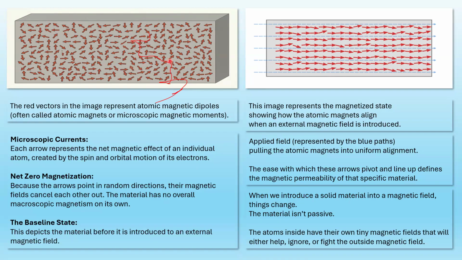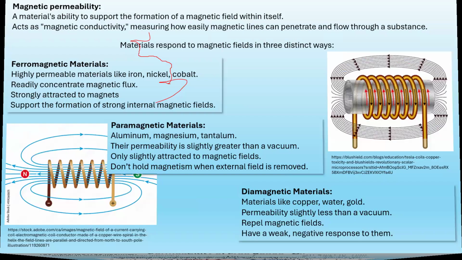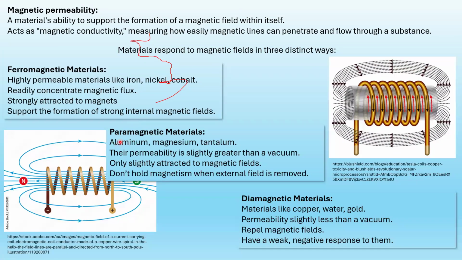Alright, now here we have an object. And we have another object. And we're talking about, what are we talking about here? Remember here? Oh, here's the slide. We're talking about ferromagnetic materials, paramagnetic materials, and diamagnetic materials.